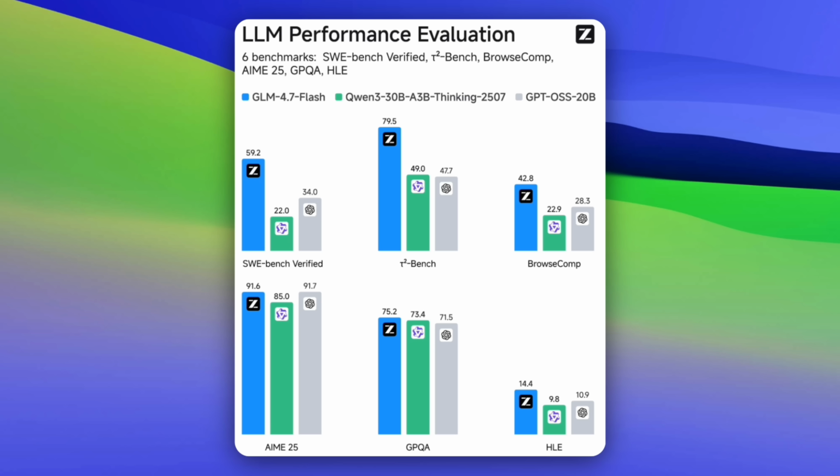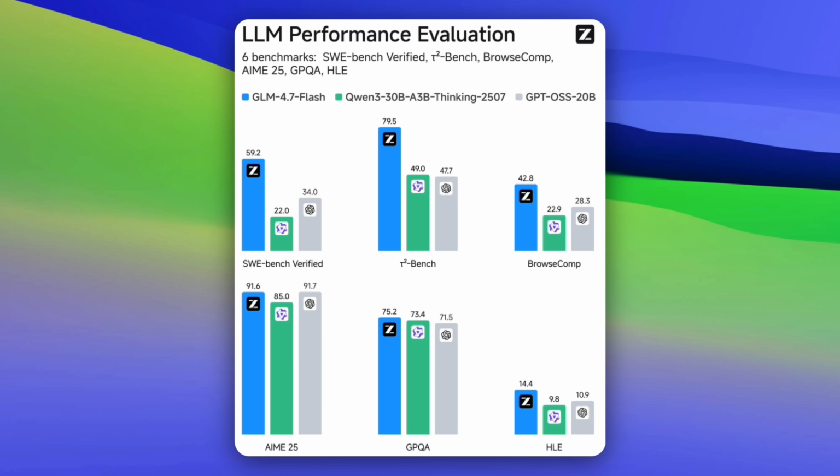Then there's the Tau 2 bench, which tests agentic capabilities like tool use and multi-step reasoning. GLM scores 79.5% compared to Qwen 3's 49% and GPT's 47.7%. Again, substantially better. BrowseComp tests web browsing capabilities and GLM gets 42.8%. The next closest one is 28.3%.